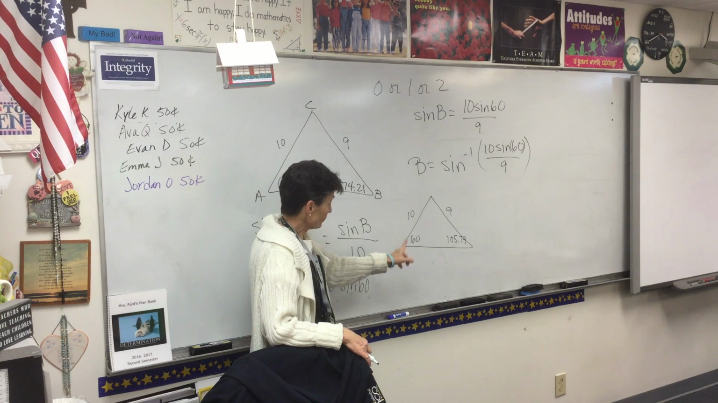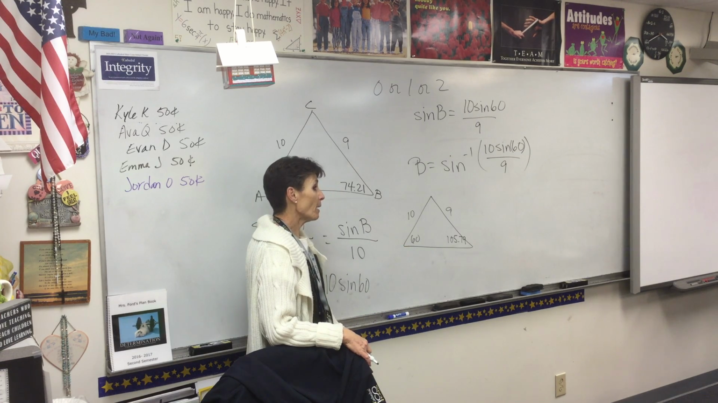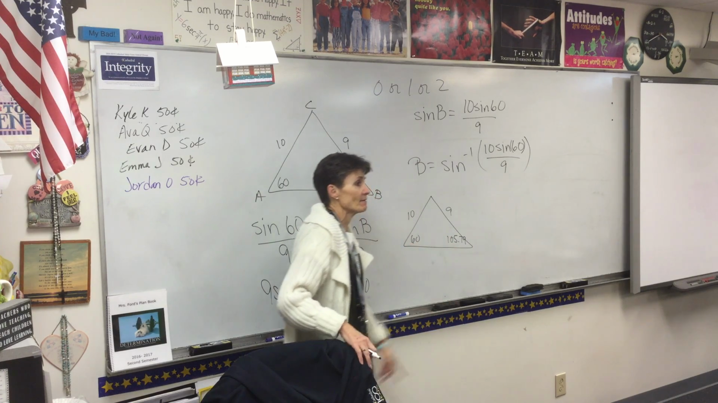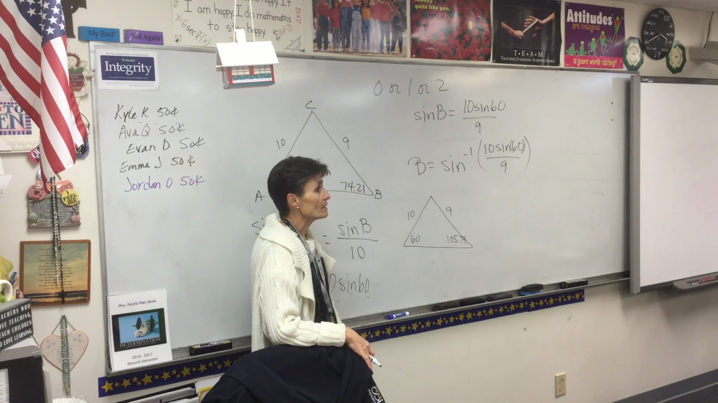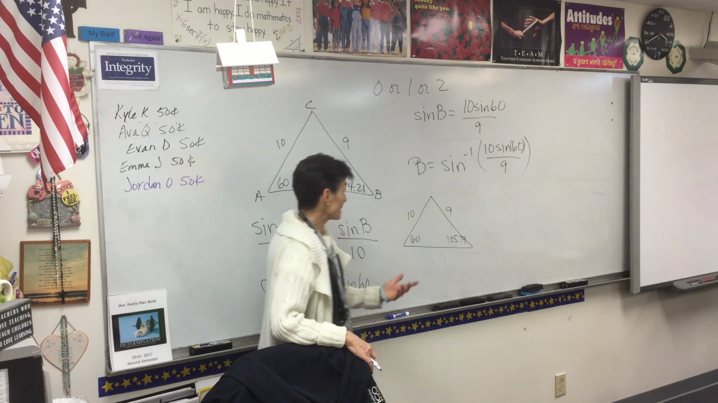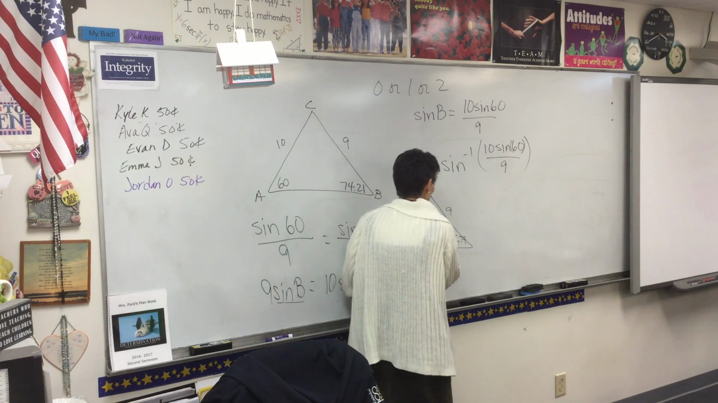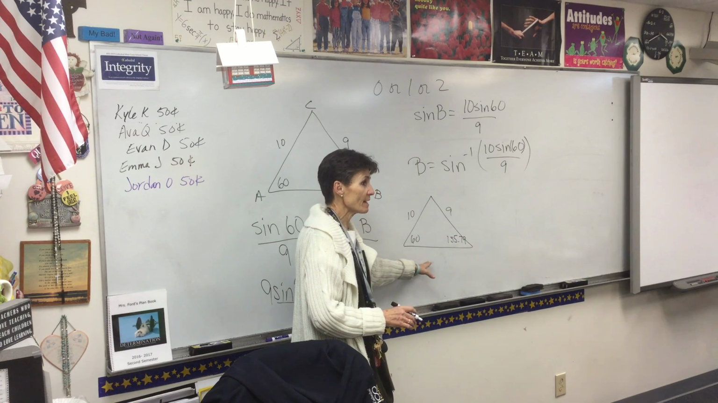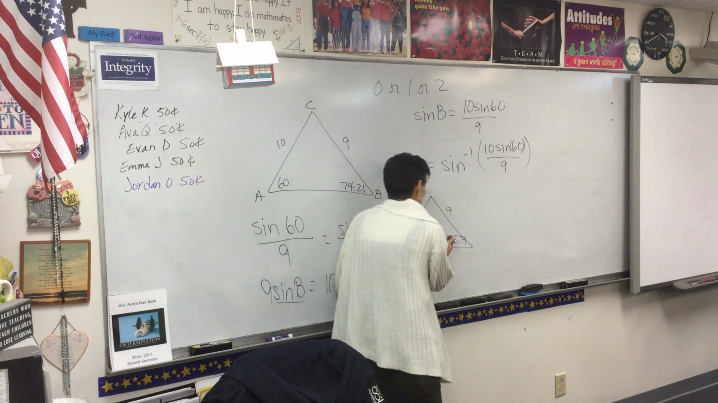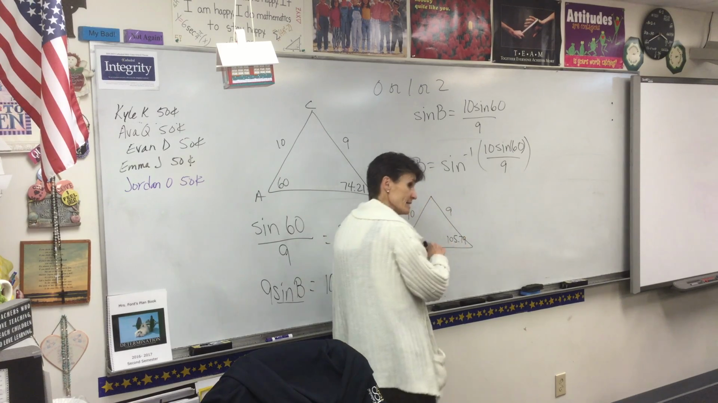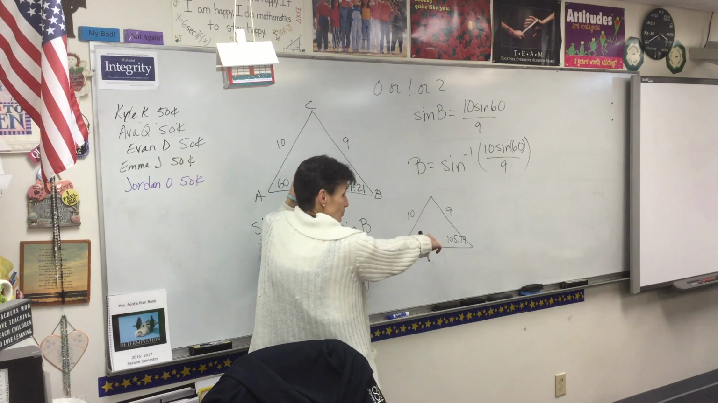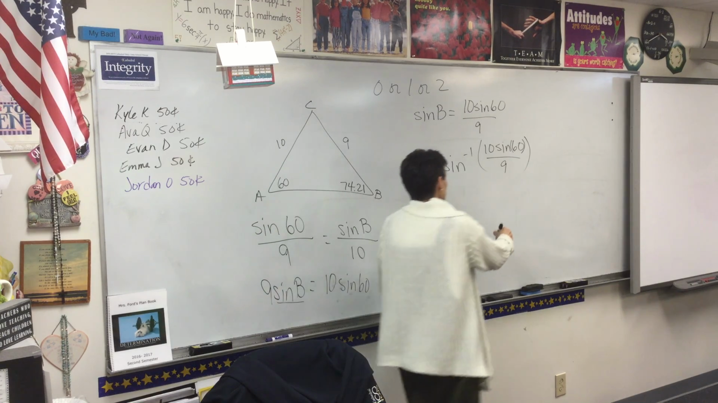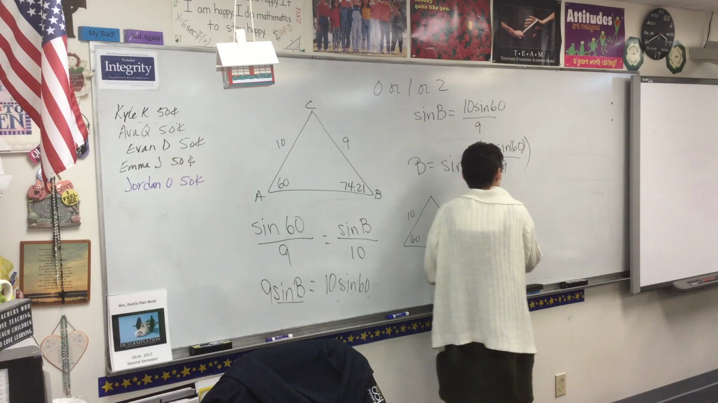Now, take a look at that. Is it possible to have a 60 and 105 in the same triangle? Yes, it is. Example, if this had been 135, that would not be possible. Do you see that? But it was 105. That is possible. So how many triangles are possible? Both of them, 2. So the answer to this question is 2.